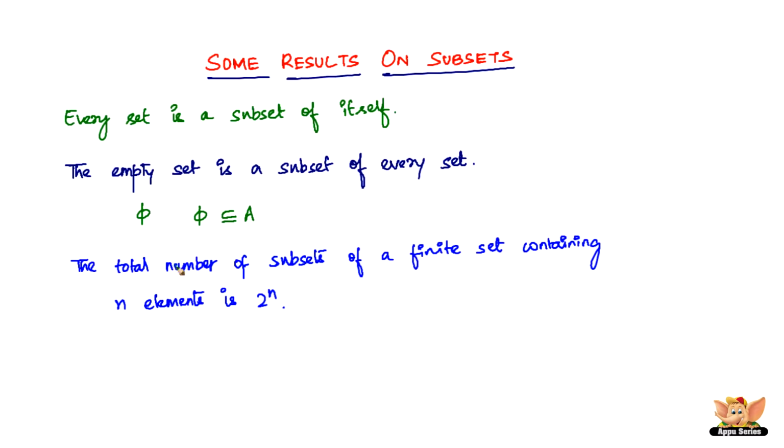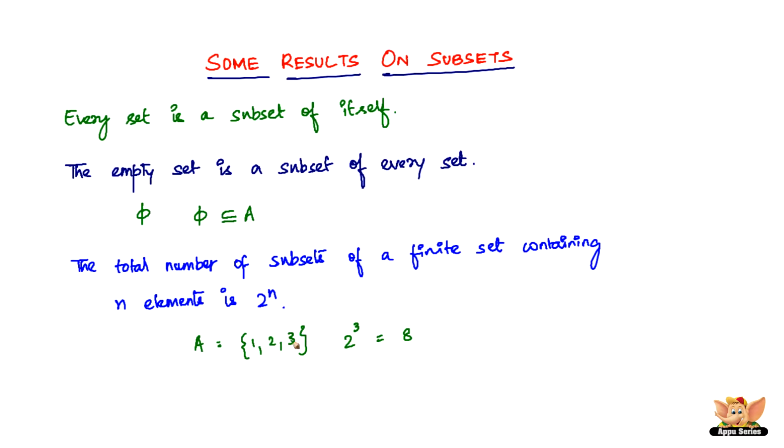Alright, here we are with another result on subset, and a little more important. It says the total number of subsets of a finite set containing n elements is 2 to the power n. For example, say we have a set A equal to {1, 2, 3}. So it's got 3 elements in all. So how many subsets can this have? You just do 2 to the power of 3 because it's got 3 elements. 2 times 2 is 4, 4 times 2 is 8. So there can be 8 different subsets for this.